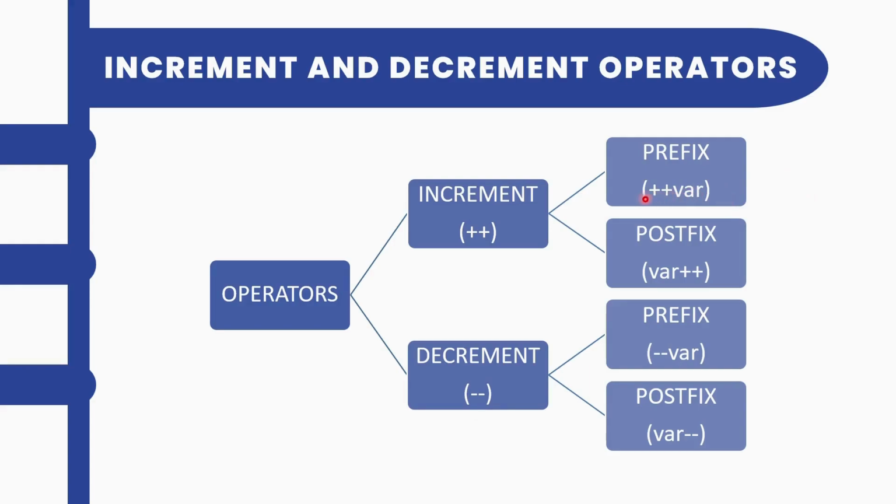If we use postfix operator, variable plus plus, it first returns the value of the original variable and then it is incremented by 1. Similarly for decrement also, prefix minus minus variable. So it first decrements the value by 1 and then it returns the value. Postfix, variable minus minus. So first it returns the value of the variable, then it decrements by 1.